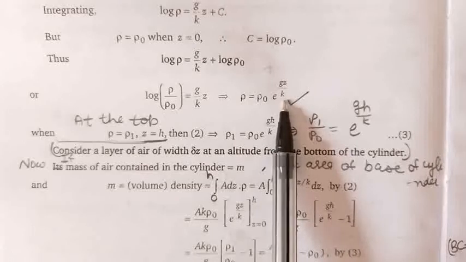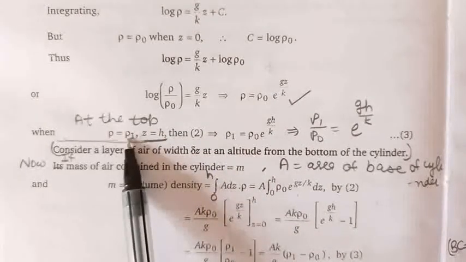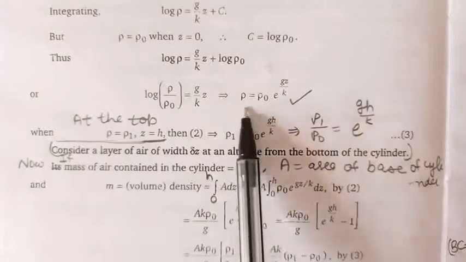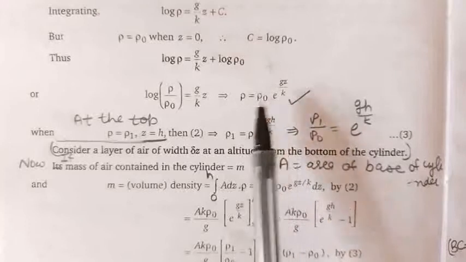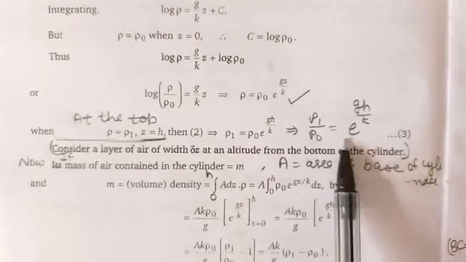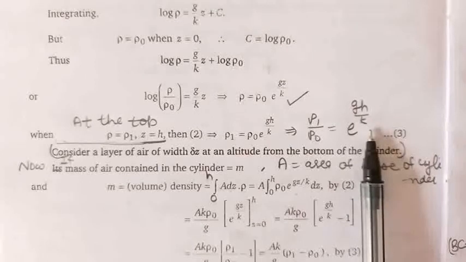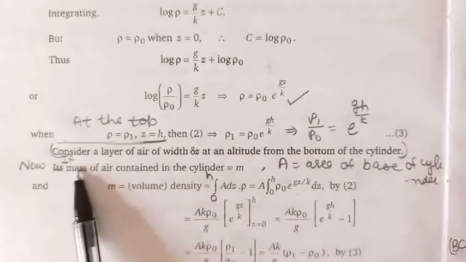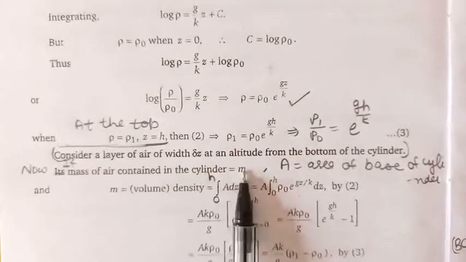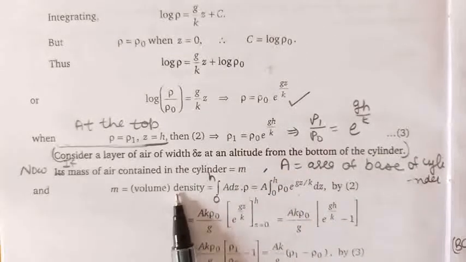Now, we are given that at the top of the cylinder, means when the value of z is h, the value of density is rho 1. So, by putting z is equal to h and rho is equal to rho 1, we get the value of rho 1 upon rho naught, which is given by e raised to the power g h upon k. Now we have to find the mass of the air contained in the cylinder. Let us denote the mass of the air contained in the cylinder as m. So by the formula, mass is given by volume into density.